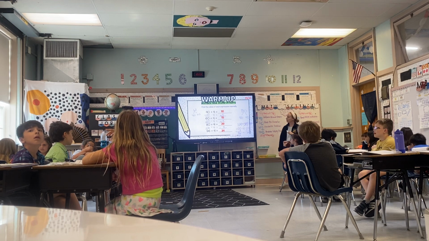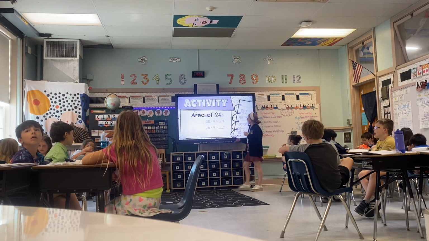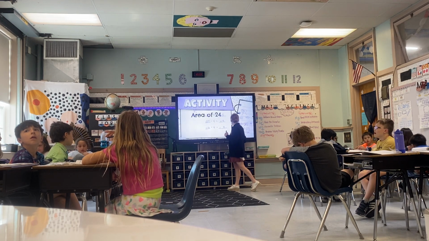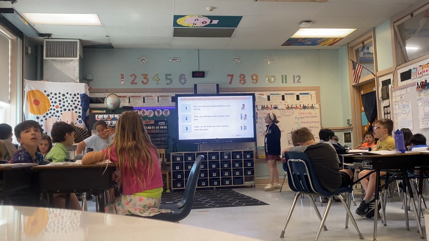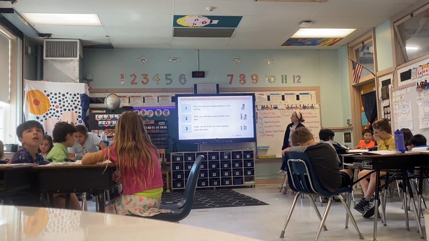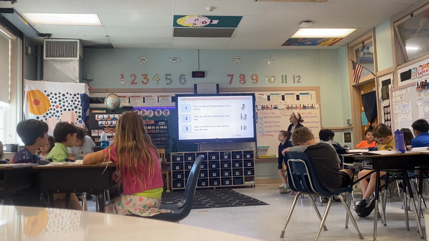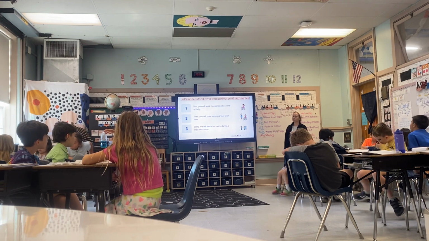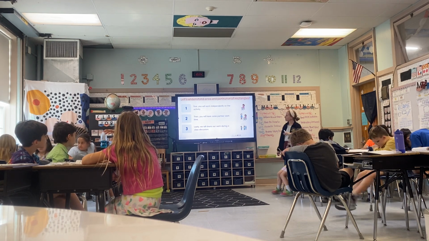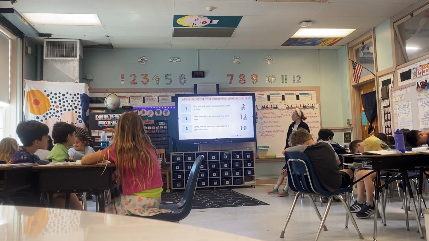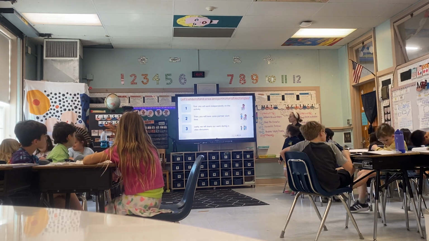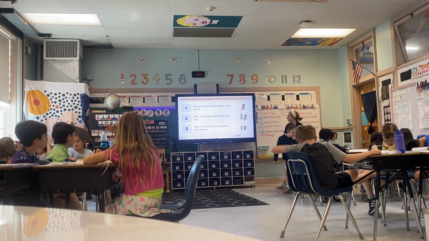Okay. We're moving on with our activity. Area of 24. Okay, today we're going to understand area and perimeter of rectangles. First, you're going to work independently on the activity, similar to yesterday. You're going to have some partner work time, and lastly, we're going to share our work during a class discussion.